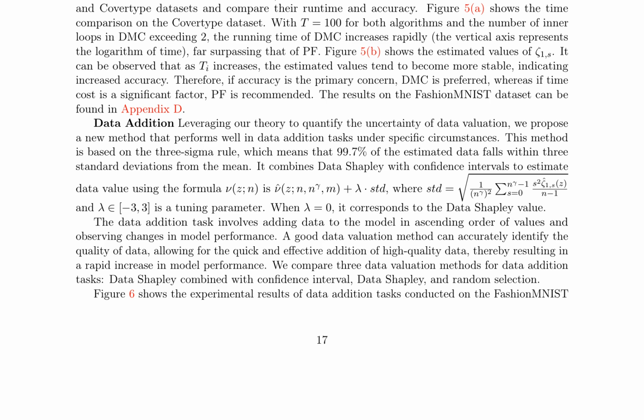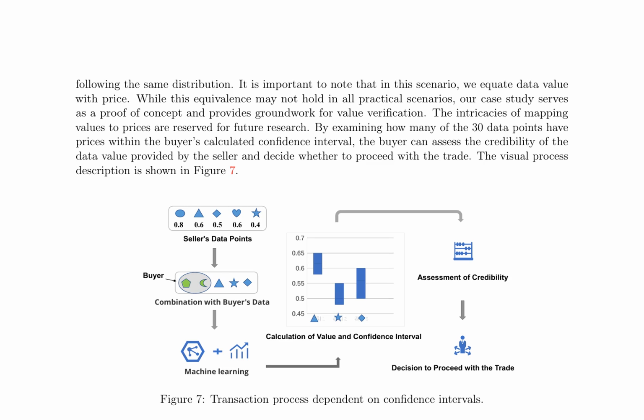The paper then delves into the comparison of two algorithms, DMC and PF, for estimating zeta-1, S, showing that DMC offers higher accuracy at the cost of longer runtime. A new method for data addition tasks is proposed, leveraging the 3 sigma rule to quantify uncertainty and estimate data value. Experimental results on the Fashion MNIST and CoverType datasets demonstrate the effectiveness of this approach, outperforming other methods in data addition tasks.